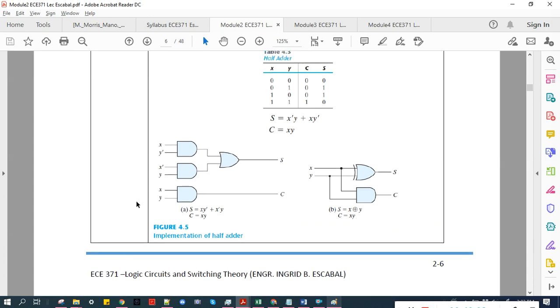Another way to implement this one is to use exclusive OR. We know that x y prime plus x prime y is equivalent to the exclusive OR between x and y, so we use that symbol instead of this. So these are equivalent.